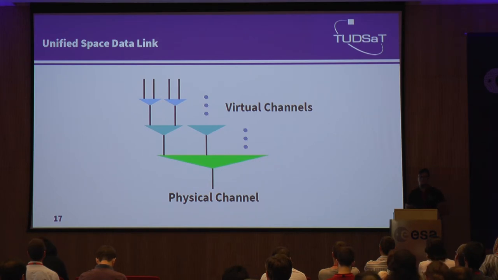Earlier I mentioned the Unified Space Data Link. This was one of the over 100 pages, and the essence is that there are virtual channels where you can, for example, separate your telemetry data from science data, but merge them into one physical channel. And in the end, you can separate them easily and route them to different servers.